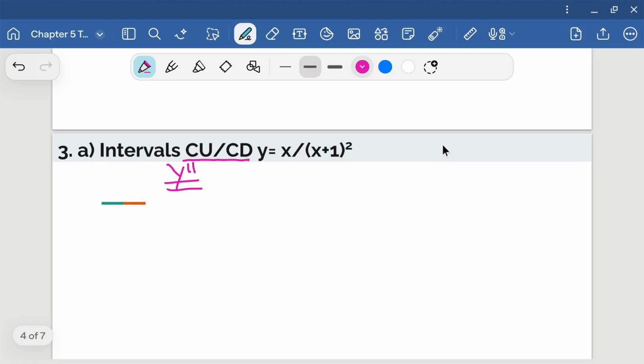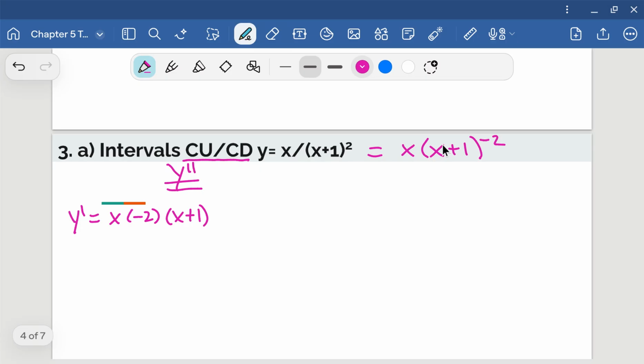Now, I tend to like to write the product rule, not the quotient rule. So I'm just going to rewrite this by bringing my denominator up and making that exponent negative. Now instead of the quotient rule, I can use the product rule. So I'm going to first start by taking the first derivative. And when I do that, I take my first term and multiply by the derivative of the second term.